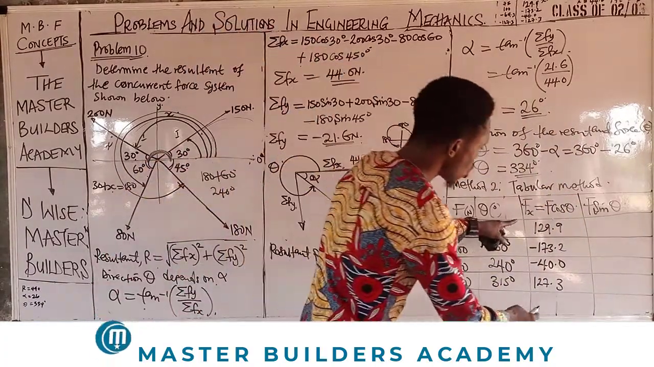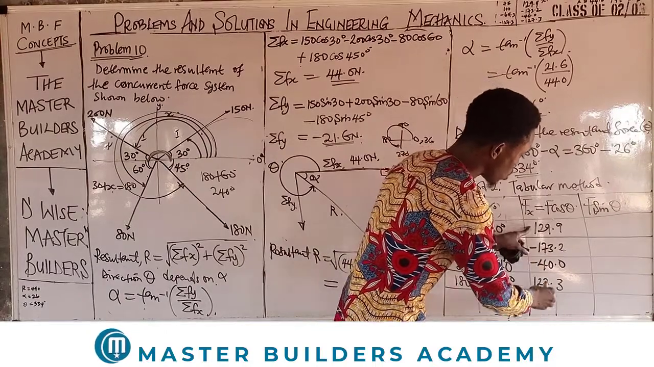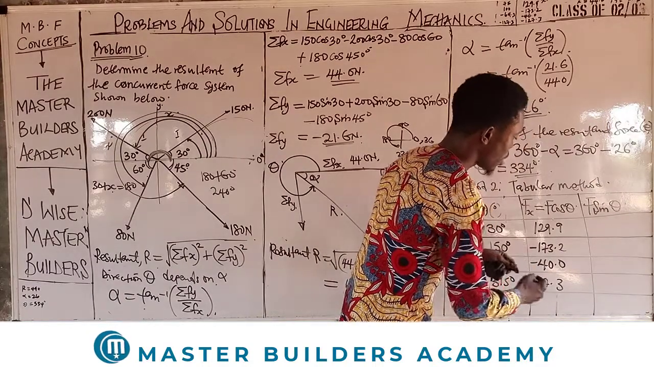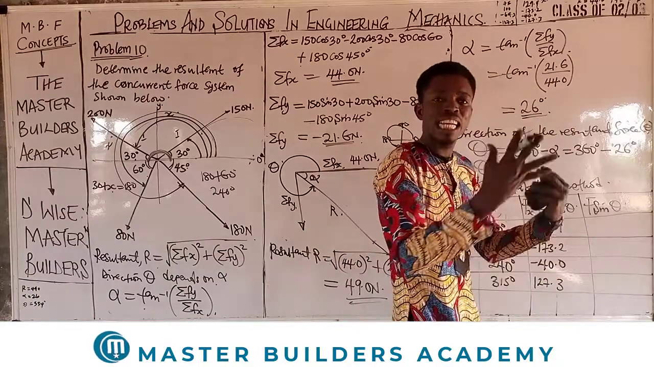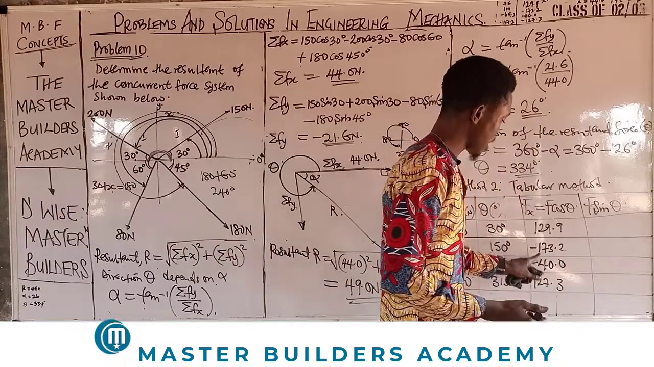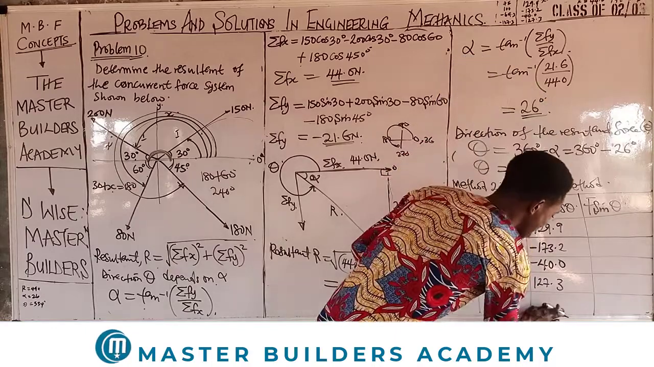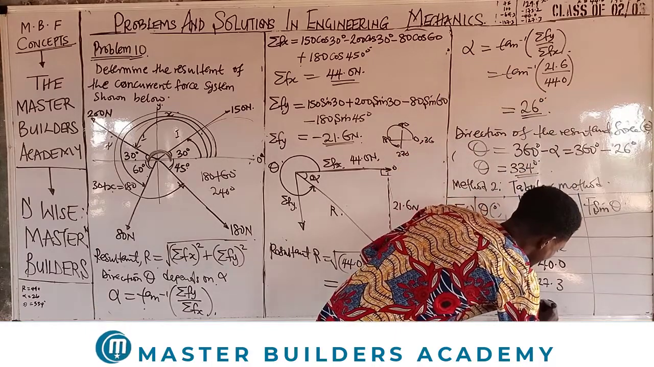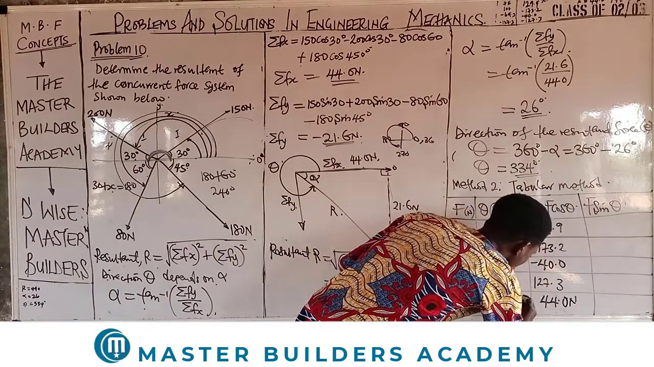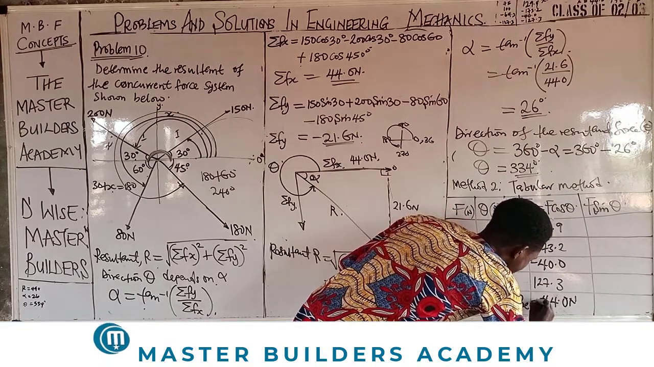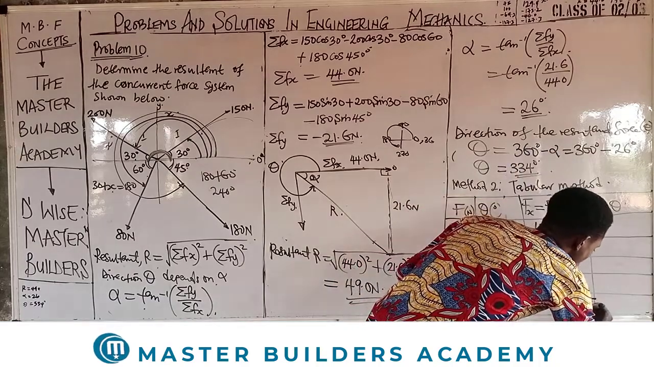So what do we do? Just pick your calculator, add all the values that are here together. When you add all these values together with their respective signs, this is negative, this is negative, this is positive, positive, at the end, you will have your final answer as 44.0 Newton. This becomes sum of Fx. Now the next is to find sum of Fy.